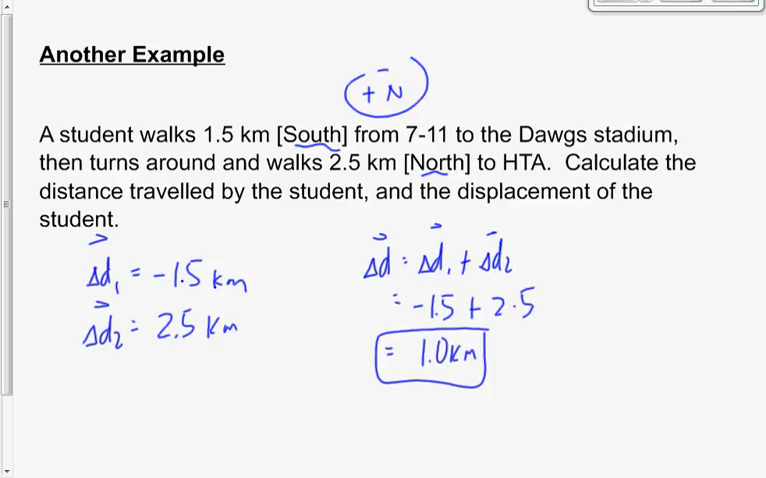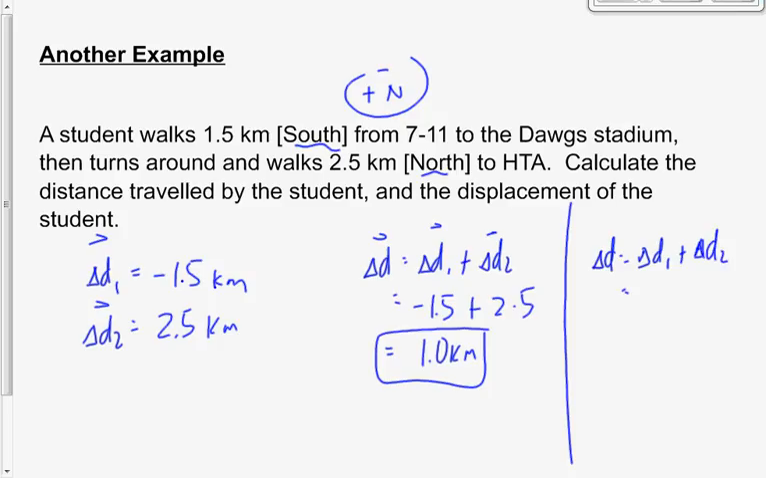Intuitively, that might make sense, right? We start at 7-Eleven, we go 1.5 kilometers south, and then we go 2.5 kilometers north. We end up a kilometer north of where we started. What's my distance traveled? Distance is the scalar, right? You want to find distance? So let's add up distances instead of displacements.